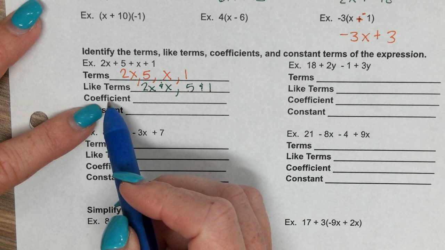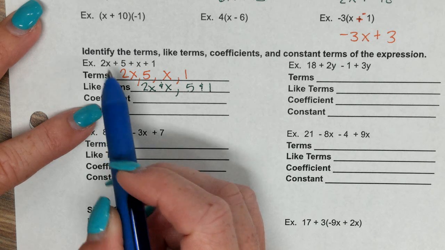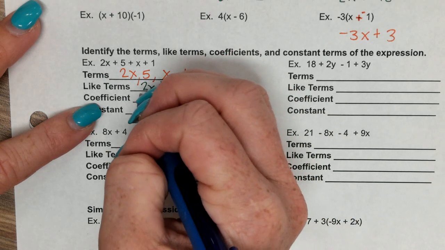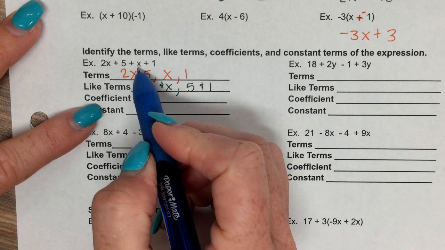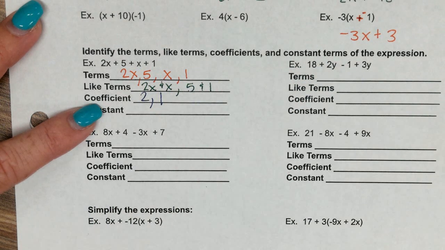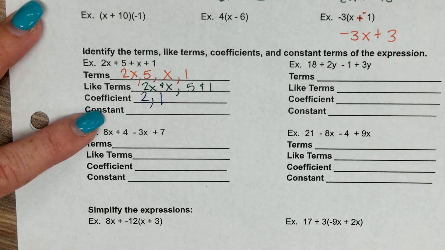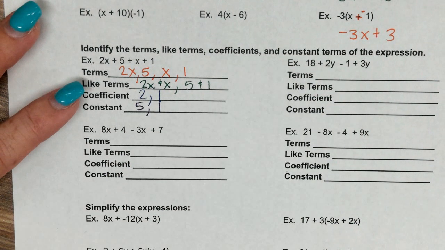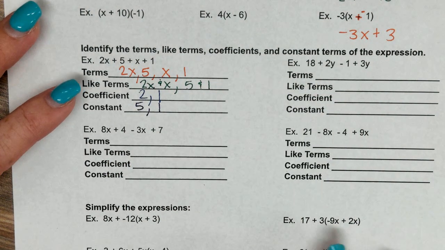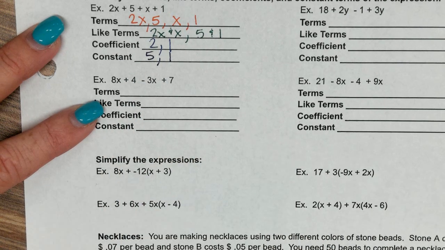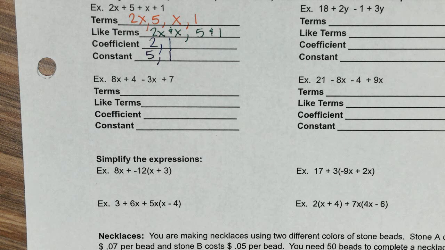The coefficients, don't let this one confuse you. What's the coefficient to this x? 2. What's the coefficient to this x? 1. Very good. And the constants are 5 and 1. All right, I want you to do this one right here on your own and see if you do it correctly. And I'll do it at the same time so you can stop and look at the board to see if you're getting the same thing.